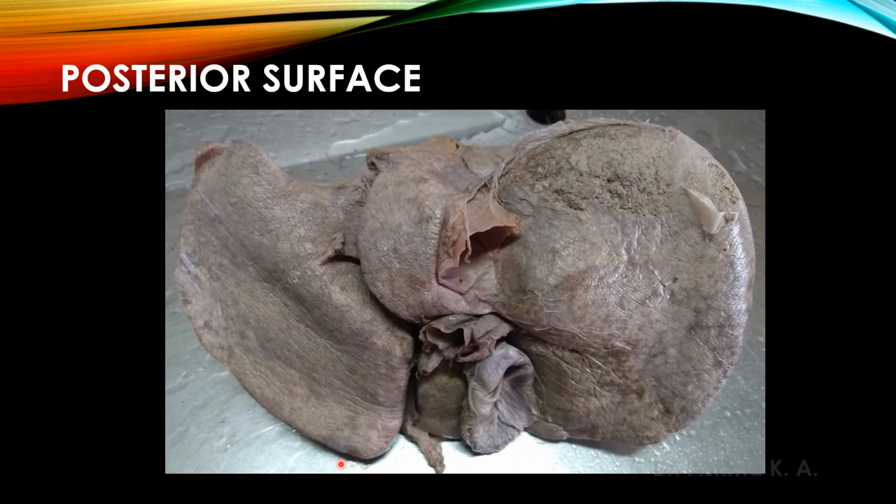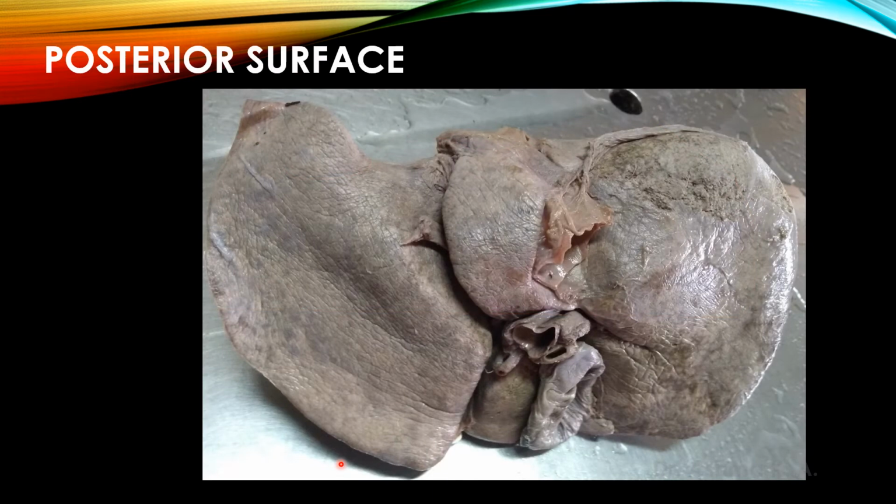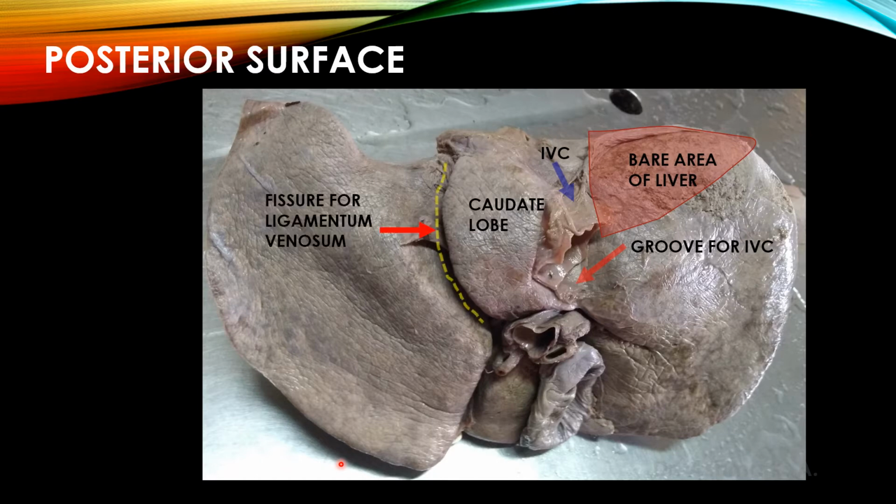The shaded area represents the posterior surface of the liver. The posterior surface of the liver presents the following features from the right to the left. On the right extreme of the posterior surface, we have the triangular bare area of liver, which is the largest area on the liver not covered by the peritoneum. To the left of the bare area, we have the groove for inferior vena cava in which is lodged the inferior vena cava. Then we have the caudate lobe. And to the left of the caudate lobe, we have the fissure for ligamentum venosum which lodges the ligamentum venosum.